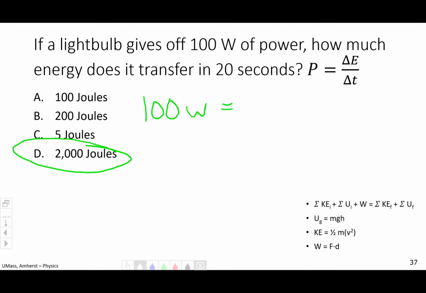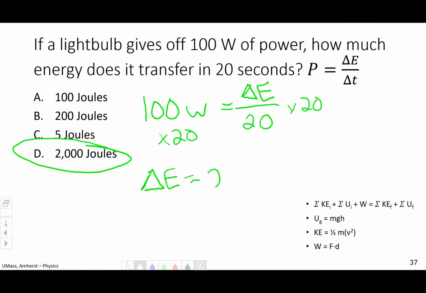Okay, the correct answer is going to be 2,000 joules. 100 watts equals delta E over delta T, where our delta T is 20 seconds. So if you multiply by 20 on both sides, you get a change in energy of 2,000 joules.